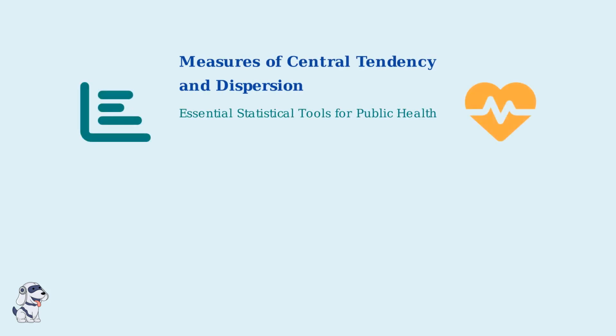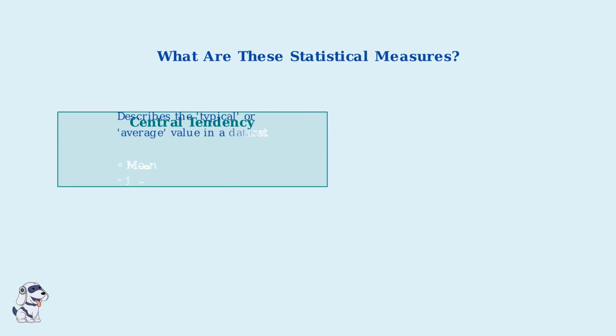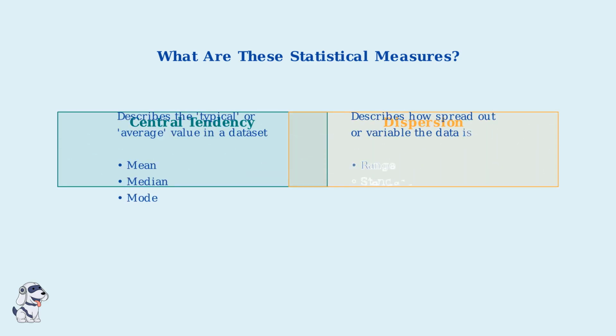Welcome to our comprehensive lecture on measures of central tendency and dispersion. These fundamental statistical tools are essential for anyone working in public health, epidemiology, or health research. These measures fall into two main categories. Central tendency measures help us understand the typical or average value in our data, while dispersion measures tell us how spread out or variable our data points are.